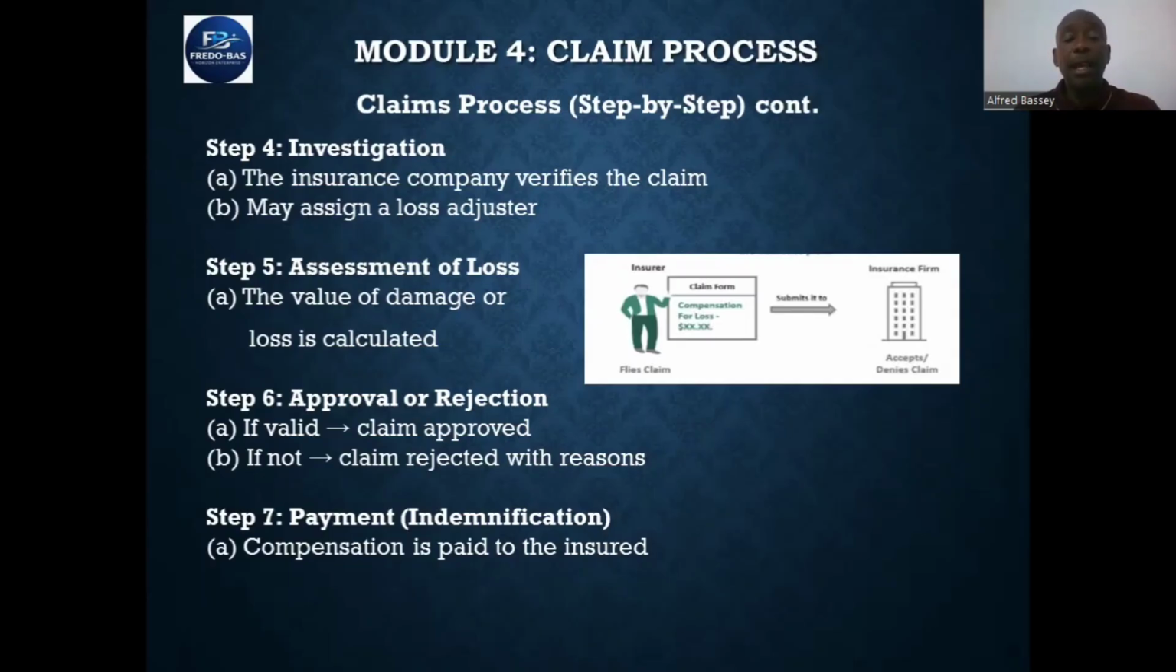Then step six, approval or rejection. If valid, the claim is approved. If not, the claim will be rejected with reasons. Step seven, payment, indemnification. That is when, if it's approved, the insurance company will go ahead to pay you. So compensation is paid to the insured.